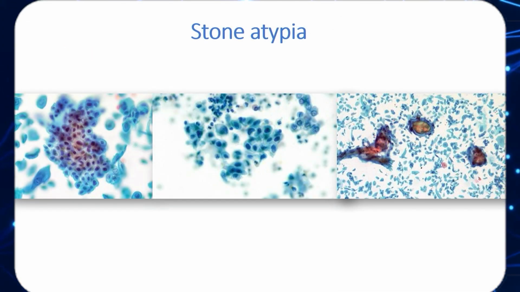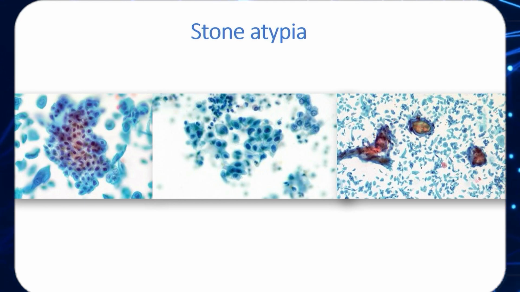Stone atypia is really one of those confounders where the term is applied as a comment in our specimens under the umbrella of negative for high-grade urothelial carcinoma. Here, clinical information is very important. If lithiasis is mentioned in the clinical history, it would make your life a little easier. But the key is low NC ratio with pyknotic nuclei, which are really dark staining.